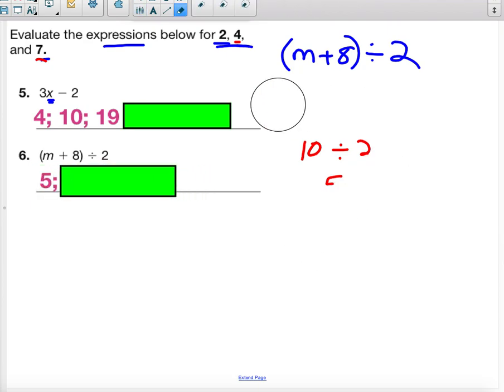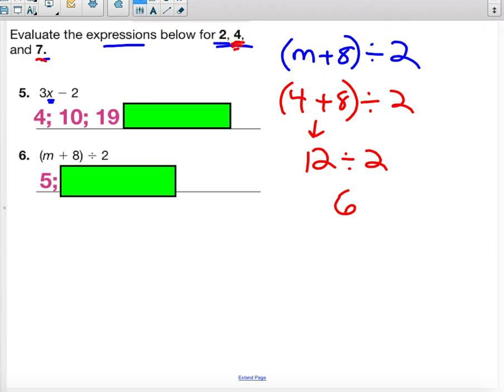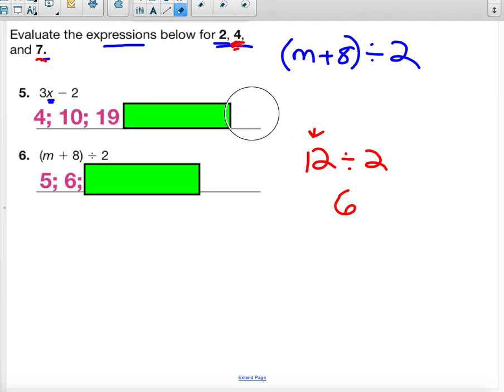Kind of gave you the second answer already, but let's look at how we do it. Okay? So now we want to do the problem and substitute 4 as our variable. 4 plus 8 divided by 2. 4 plus 8 is 12. So now we have 12 divided by 2. 12 divided by 2 is 6. And as I revealed earlier, the answer is 6.